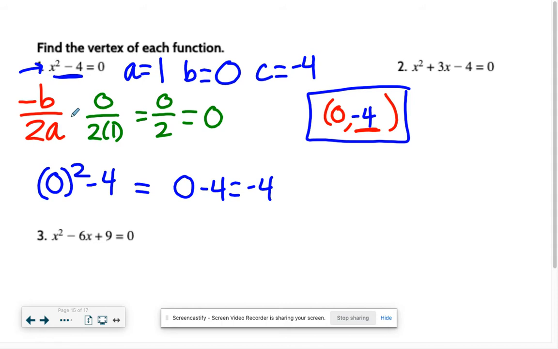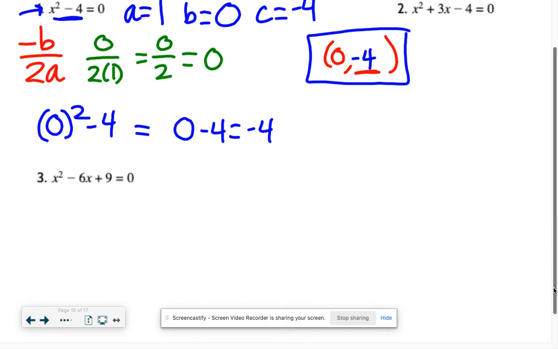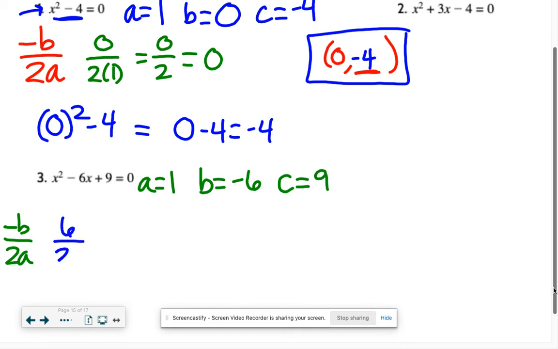You guys do number 2, but let's do number 3 together as well, okay? So again, we're plugging into negative b over 2a. Let's label our a, b, and c. Our a is 1. Our b is negative 6. And our c is 9. From here, opposite our b. So what's opposite, you guys? Negative 6. It's a positive 6. 2 times 1. Now we simplify. 6 divided by 2, we know is simply 3. Okay, so we found our x coordinate of our vertex is 3.